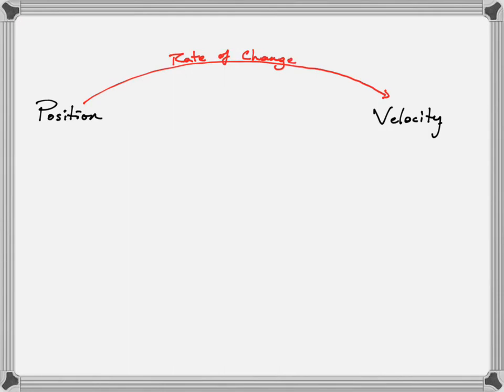And one of the ways we could find that was simply looking at the slope of a position time graph. Now, each of those is the definition of a derivative. Rate of change is a derivative. The slope on a position time graph would mean the derivative at a given point on a position time graph. So that's how we get from position to velocity.